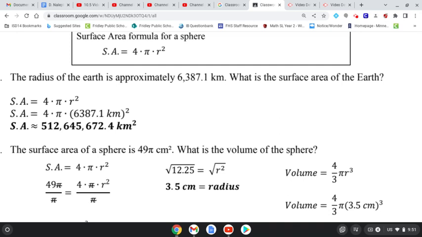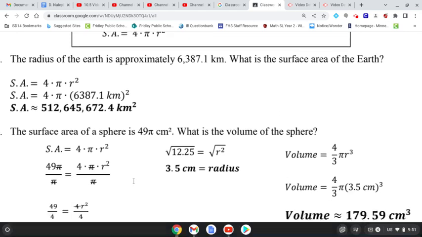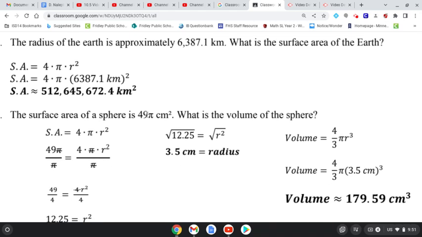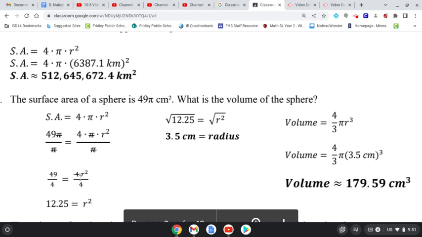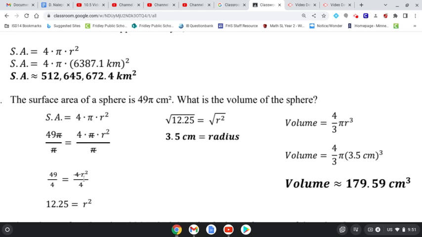Kind of tricky. So we use our surface area formula, 4 times pi times radius squared, and we plug in what we know. We know the surface area is 49 pi. So we're going to go ahead and divide by pi. Those pi's will cancel out. We have a pi on both sides. So divide by pi, those pi's cancel. Then we're left with 49 equals 4 times r squared.